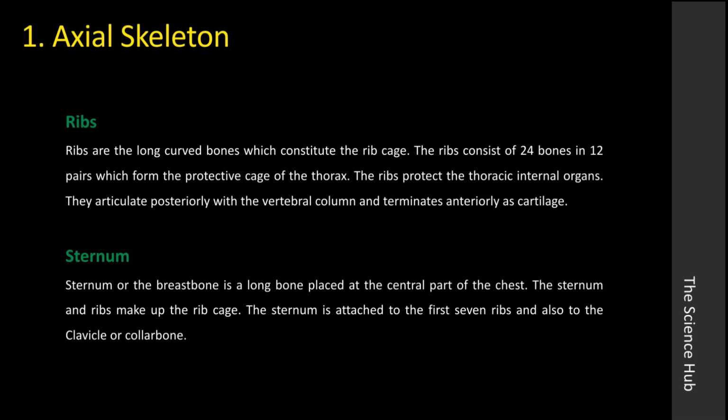Sternum or the breastbone is the long bone placed at the central part of the chest. The sternum and ribs make up the rib cage. मतलब the ribs and sternum together they will make the rib cage. The sternum is attached to the first 7 ribs and also to the clavicle or the collarbone.